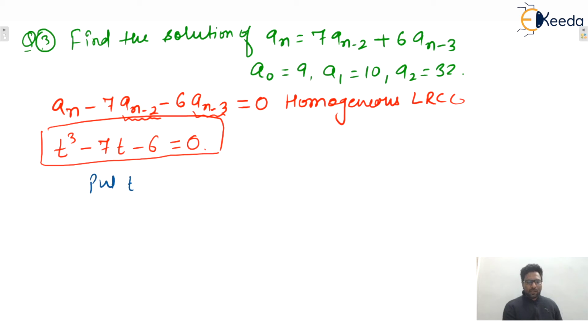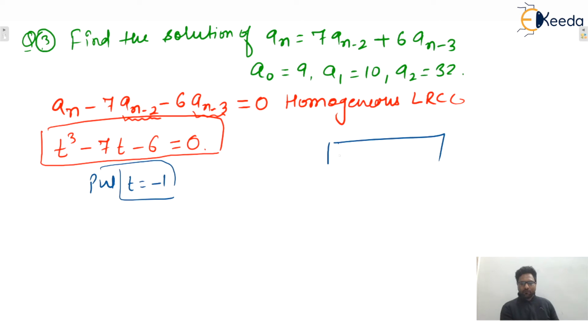So let us take t equals 0. Not satisfied. Then t equals plus 1. Not satisfied. Then t equals minus 1. Yes, on minus 1 we can say that minus 1 is satisfying. So we can say that minus 1 is one of the roots. Yes or no? So if it is a root, then how to find the remaining roots?